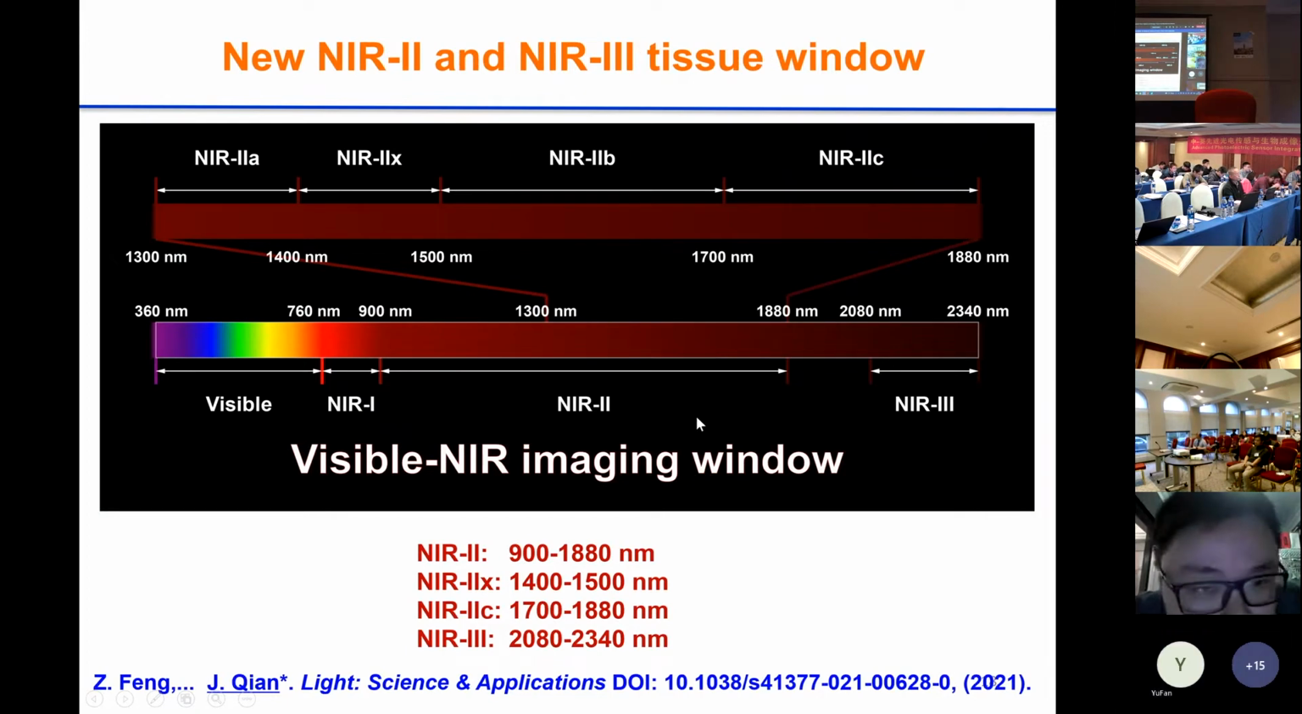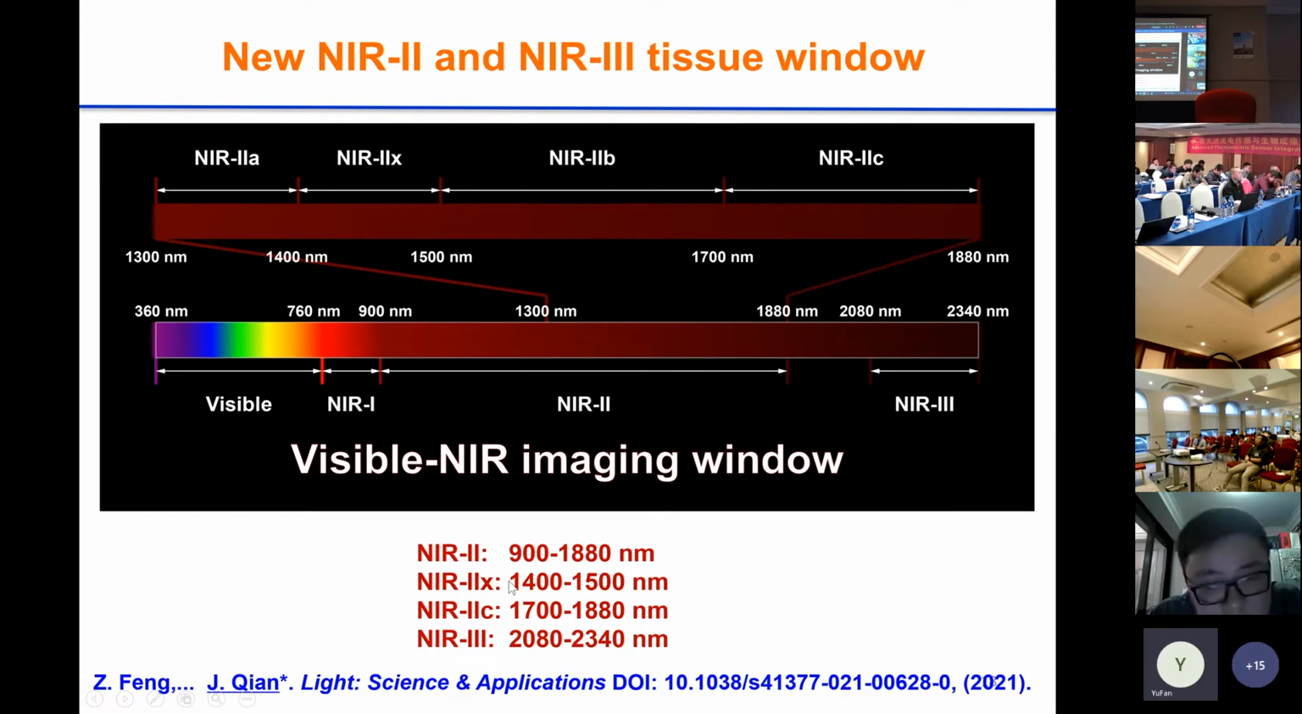And in our work, we also extended and perfected the NIR window. In our work, we defined the NIR-II window as 900 to 1550 nanometer. Here we defined 1700 nanometer to 1880 nanometer as near IRC. It is also a very good window. And for this one, we defined 1400 nanometer to 1500 nanometer as near NIR-II.